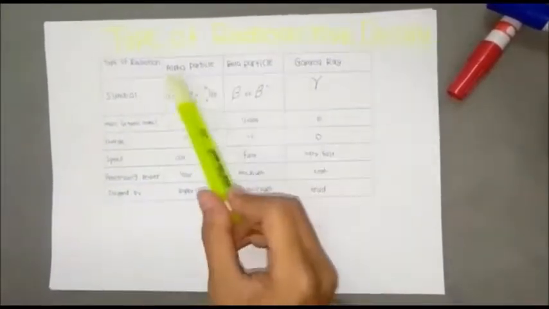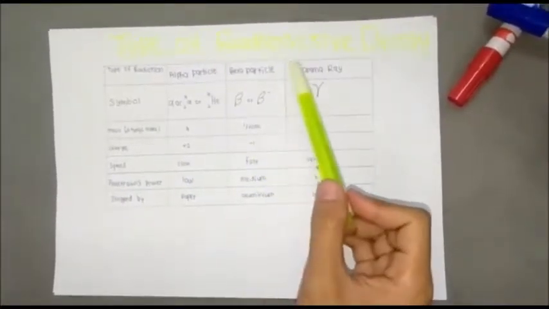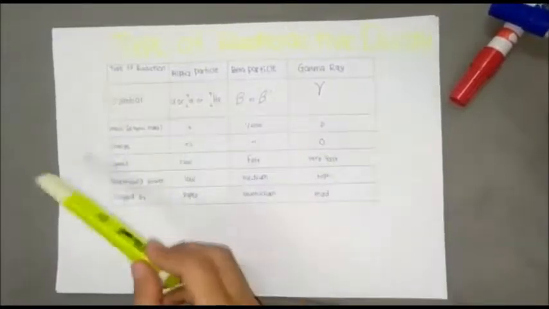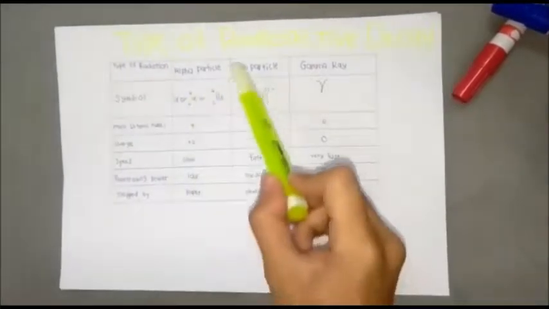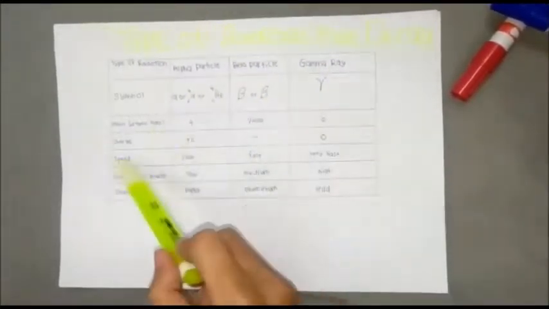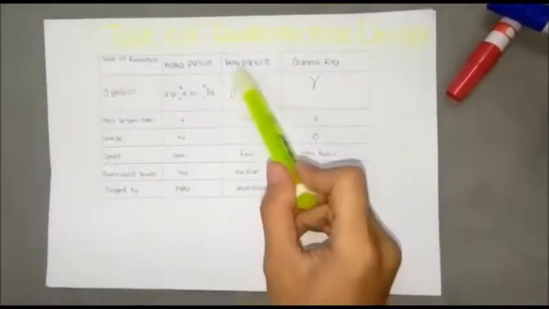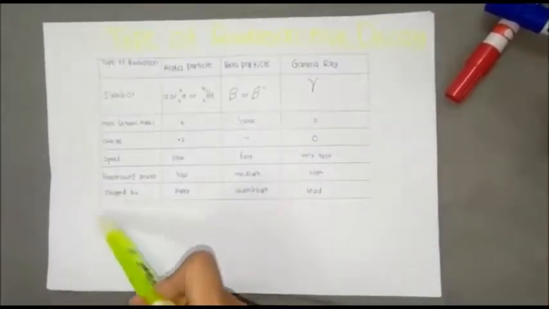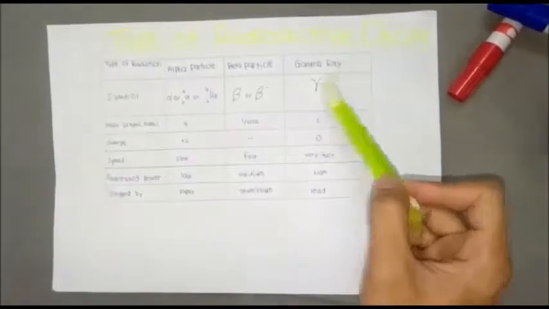Then charge. Alpha particle is +2, beta particle is -1, and gamma ray is 0. Next is speed. Alpha particle is slow, beta particle is fast, and gamma ray is very fast. For penetration power, alpha particle is low, beta particle is medium, and gamma ray is high. They can be stopped by: alpha particle by paper, beta particle by aluminium, and gamma ray by lead.